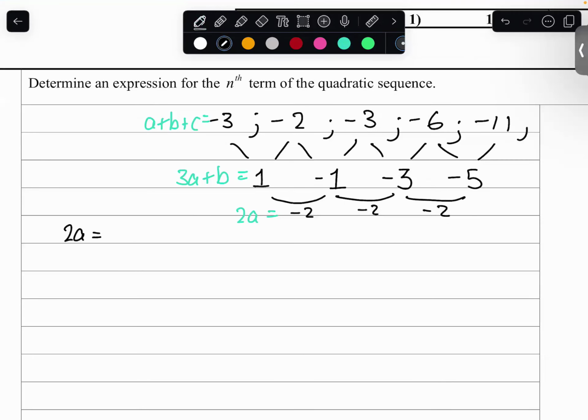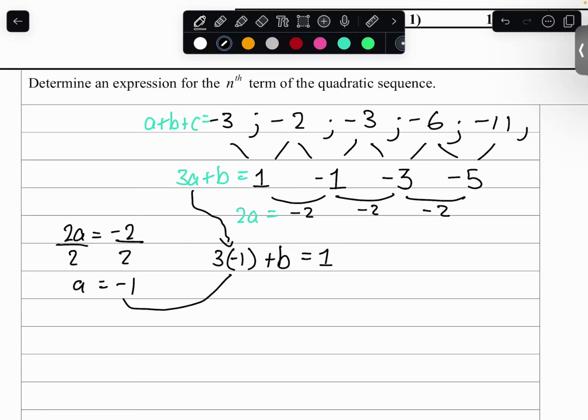So we have 2a is equal to minus 2, solve for a. A is equal to -1. Then we have 3a plus b is equal to 1. But a is -1, we just calculated it. So we have -3 plus b is equal to 1. So b is equal to 1. Take that -3 over. It's going to be a positive 3. So 1 plus 3 gives you 4.